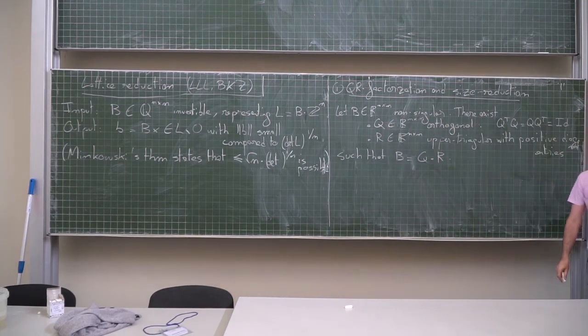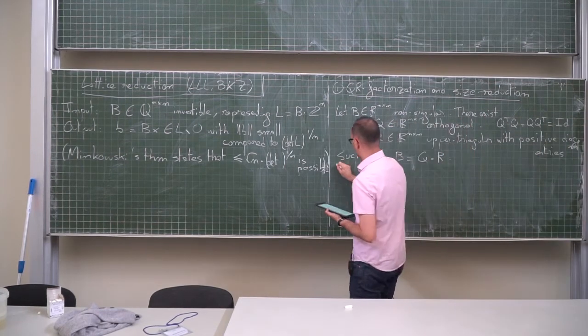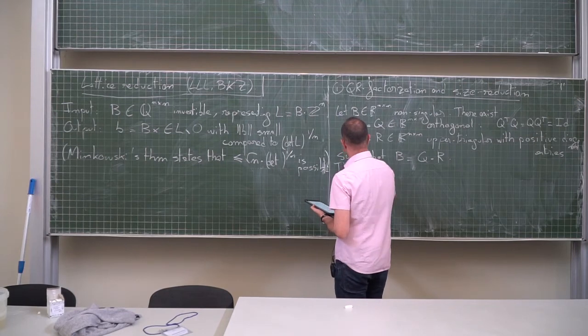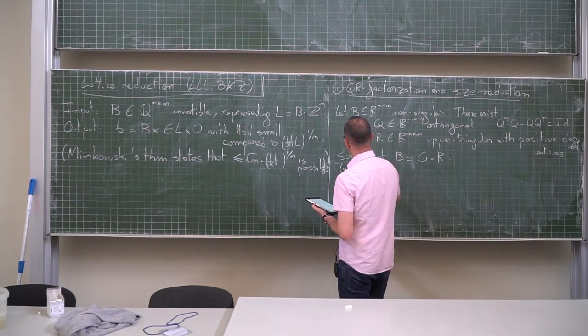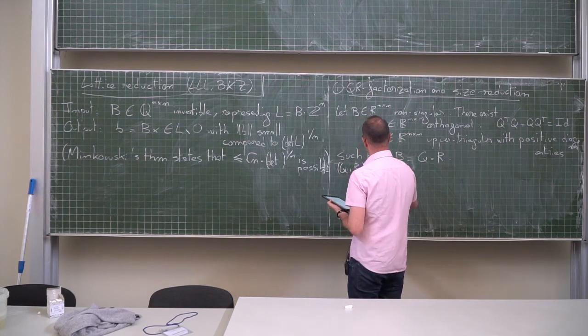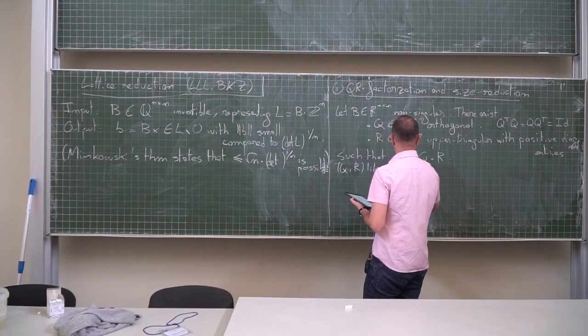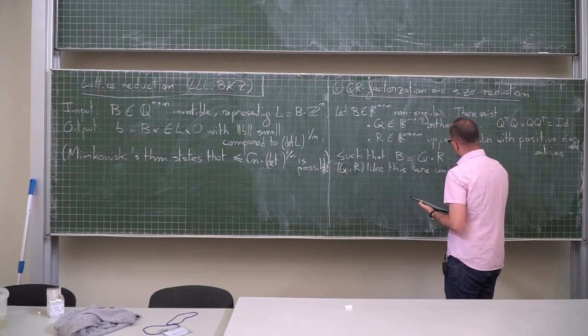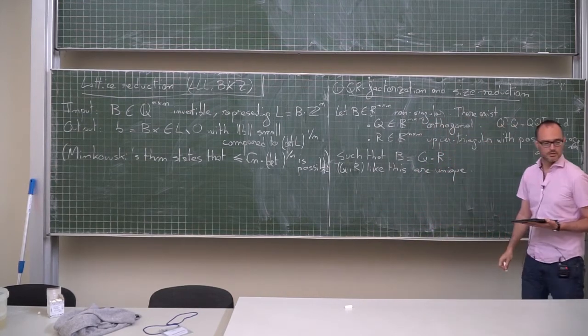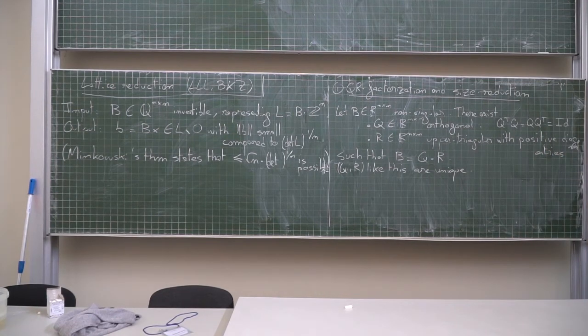Okay. And on top of this, the decomposition is unique. Q and R like this are unique. Okay, so let's try to do it geometrically.